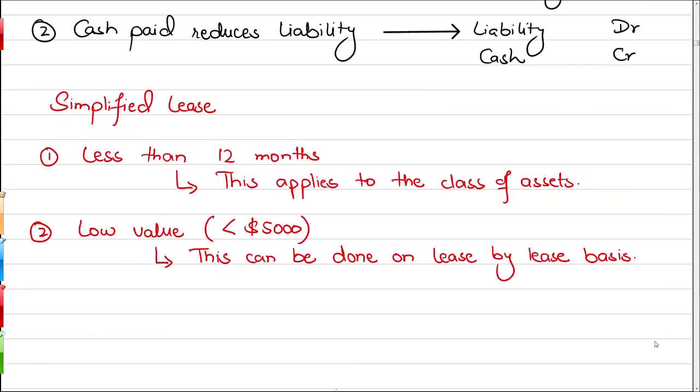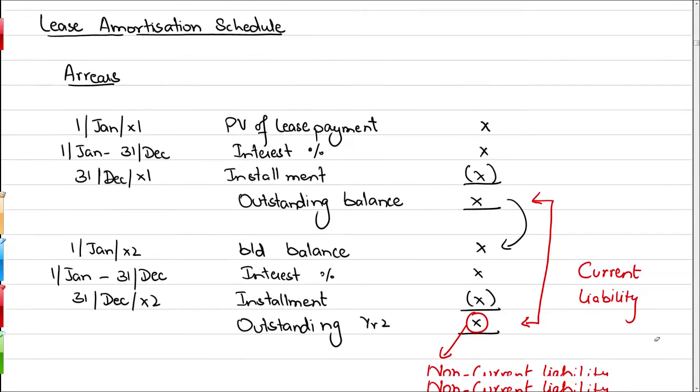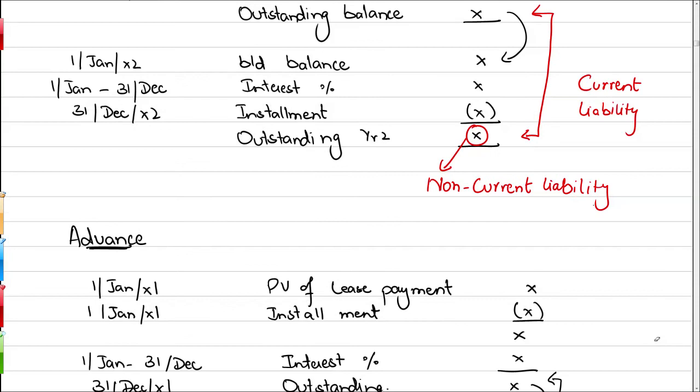irrespective of whatever the payment periods were. Now, for the lease liability, guys, we have to prepare something with the name of lease amortization schedule, which can be prepared in two ways. One, as you can see on the screen, in arrears where the installment is paid at the end of the year, and the other one in advance where the installment is paid at the start of the year.